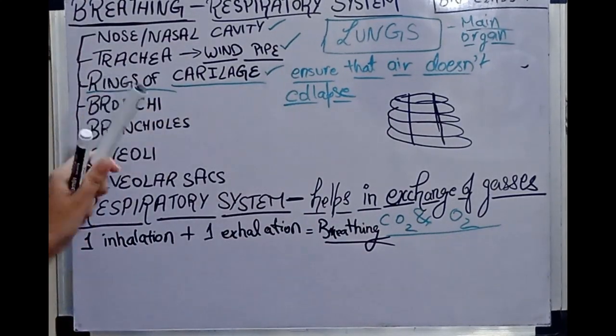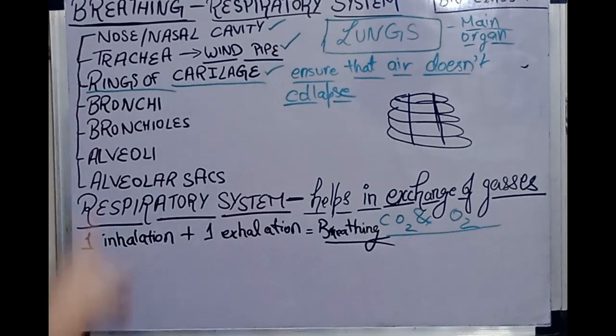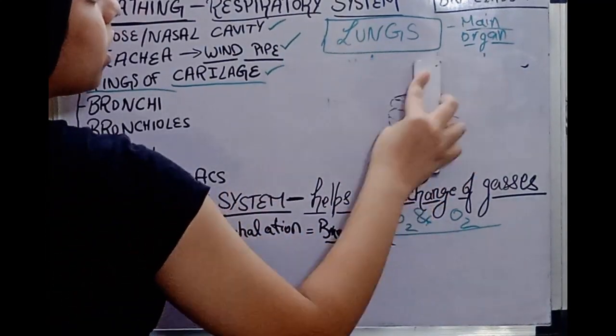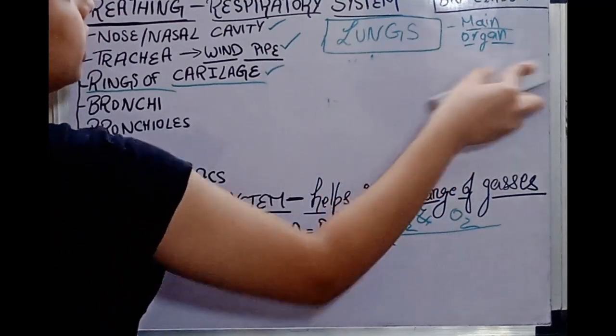Please write down this ring of cartilage. Make pointers. First nose, nasal cavity, second trachea, third ring of cartilage. When you write all the pointers, it will give you the process of breathing. And from one pointer you will know the function of each. Let me just rub it. Okay, let's get rid of this.